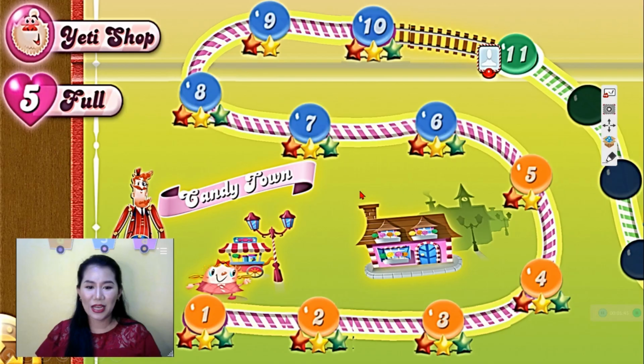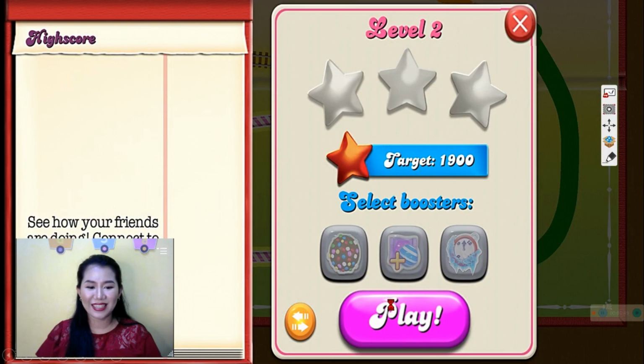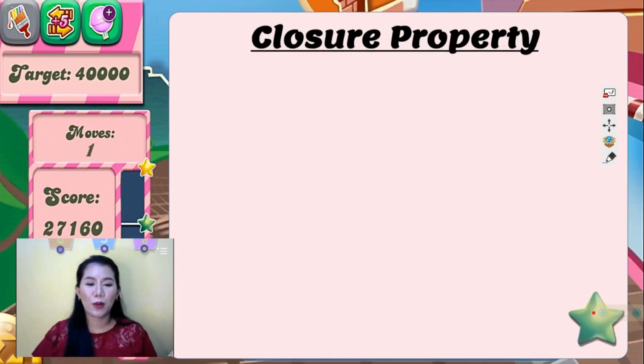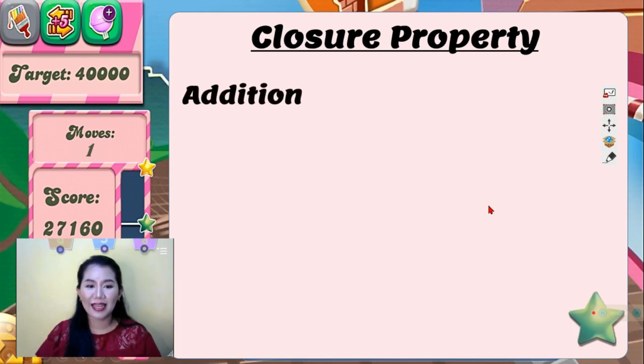Okay, so let's go to the different properties of operations. Number 1. We have the closure property. Okay, so for closure property, we're going to have two properties: the closure property for addition and the closure property for multiplication. For addition, it says here that for any integers a and b, a plus b is an integer.